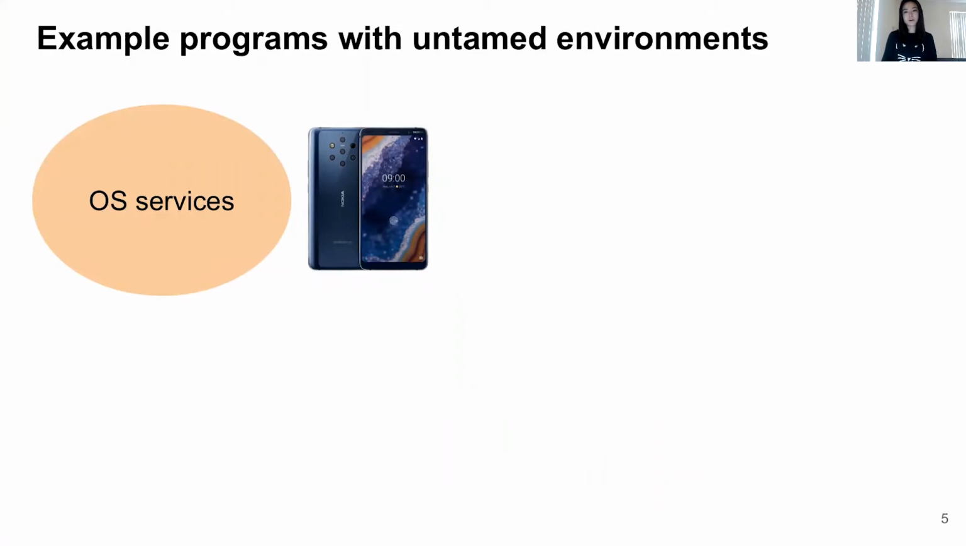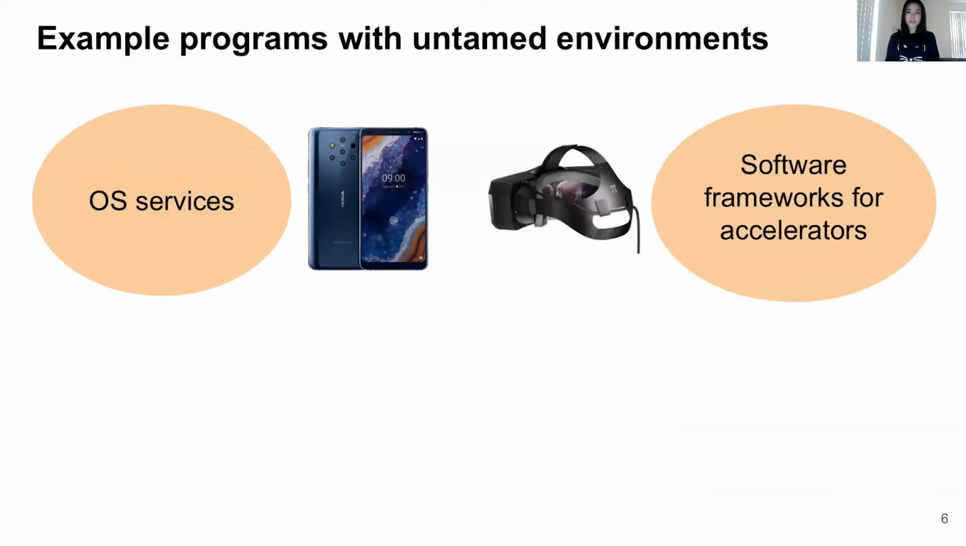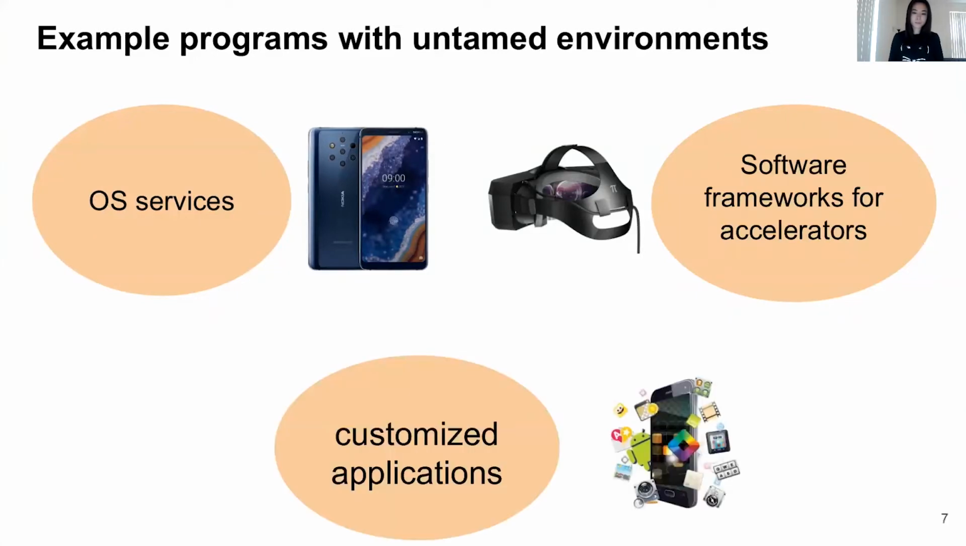Programs with untamed environments are quite common in the real world. OS services is one example. More and more smartphones incorporate a large number of OS services with their unique hardware, like novel camera modules. The other example is software frameworks for accelerators. Those accelerators can be powerful GPUs in VR headsets. There are also lots of customized applications on stock Android devices.